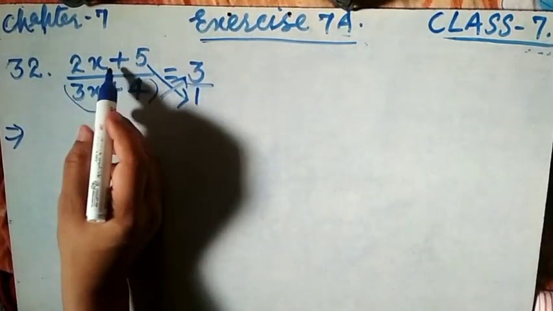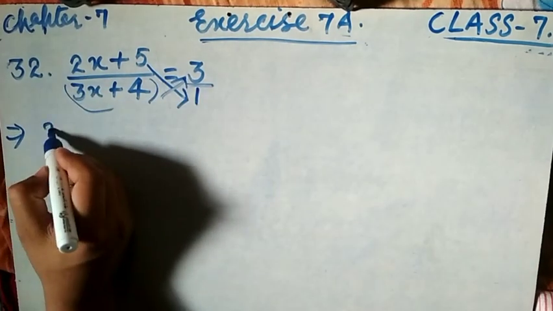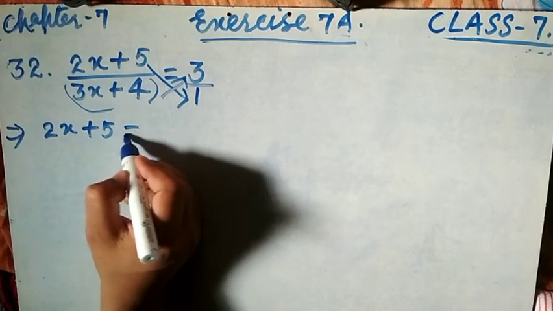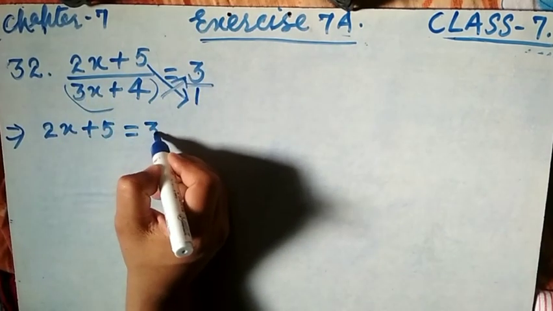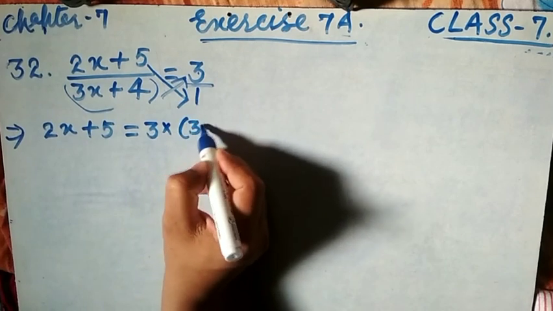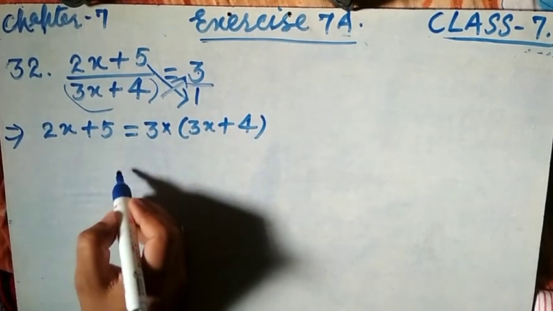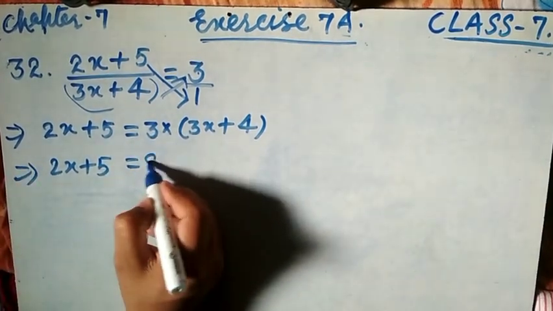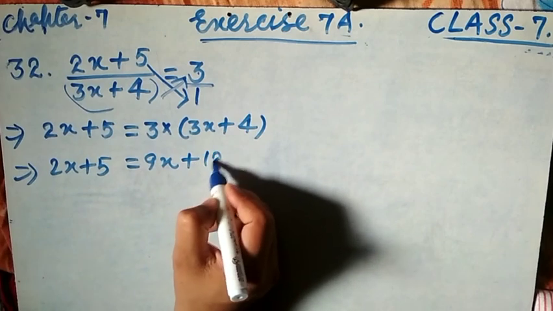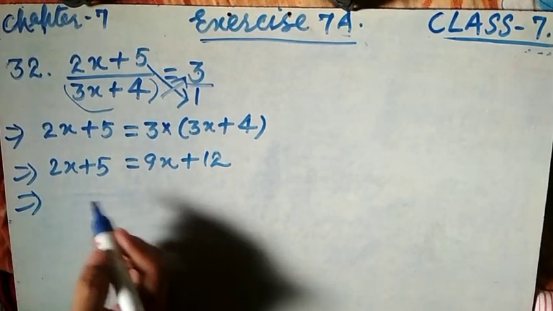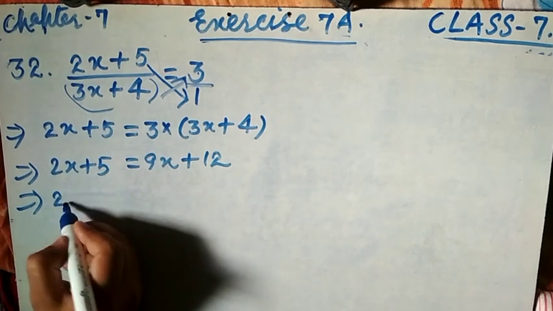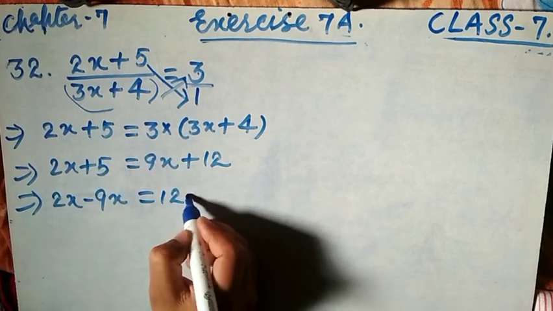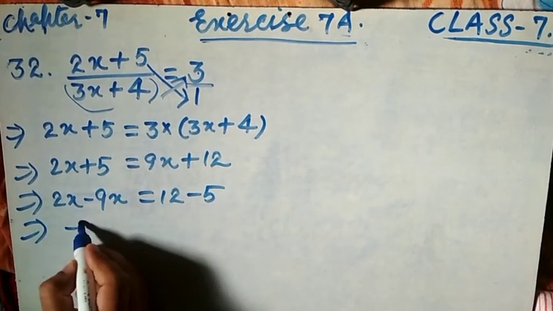Now 2x plus 5 multiplied by 1 becomes the same thing, because anything multiplied by 1 stays the same. And the other side is 3 multiplied by 3x plus 4. Multiply: 3 times 3 is 9x, and 3 times 4 is 12. Bring the 9x to the left hand side, it becomes 2x minus 9x. The 12 stays as it is. Now this minus 5 makes it minus 7.